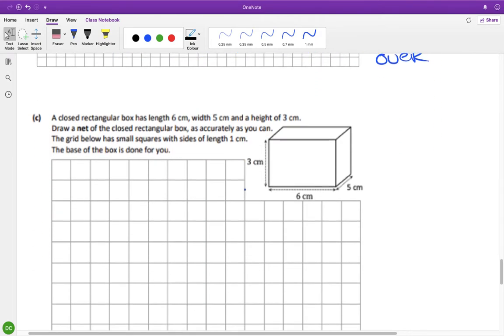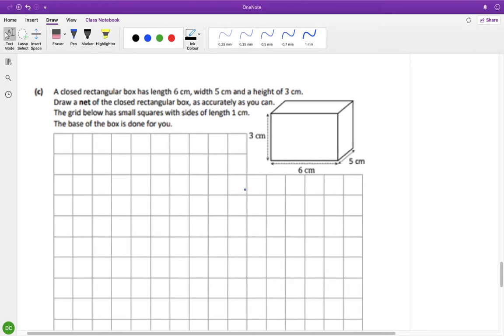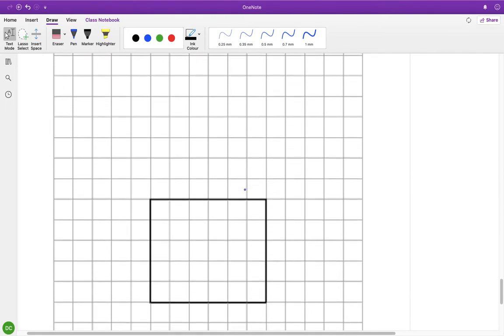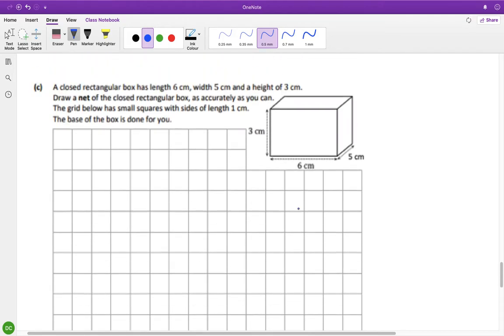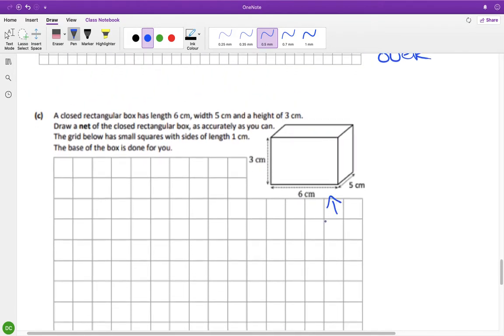Okay, so a closed rectangular box has a length of 6 centimeters, a width of 5, and a height of 3. I can see that in the picture. Draw the net as accurately as possible. So the net is when you fold it out flat. The grid below has small squares with each side 1 centimeter. The base is done for you. Okay, so that is 1, 2, 3, 4, 5. That's 6, and 1, 2, 3, 4. Okay, that's 5. So that's the base. That's the bit we can see, the bit kind of under there that we can't see.